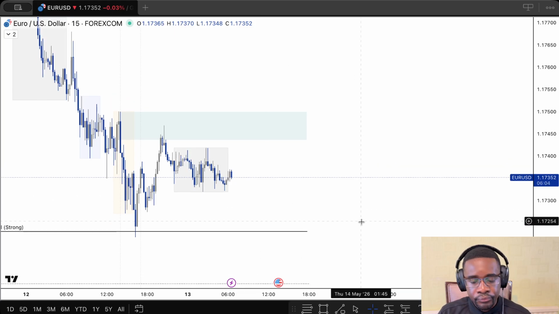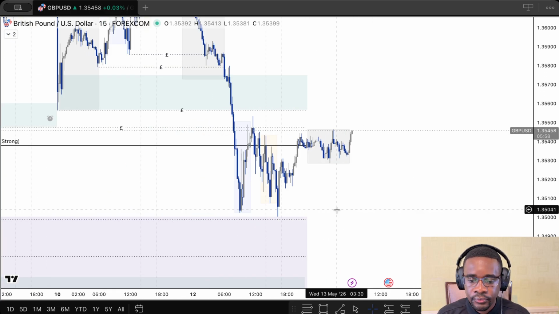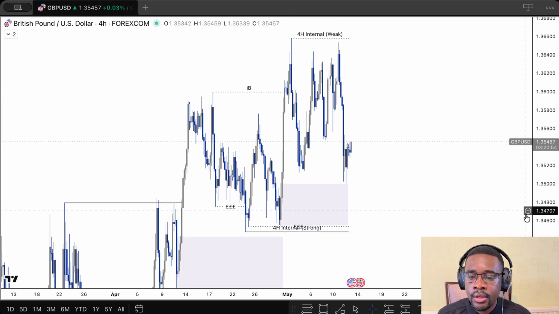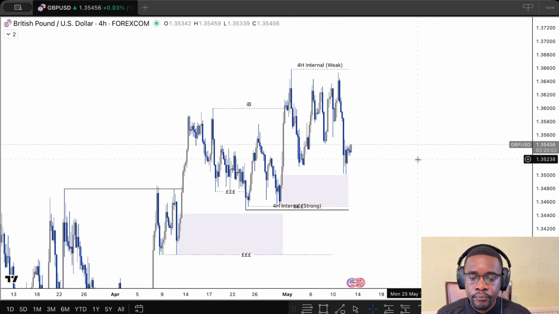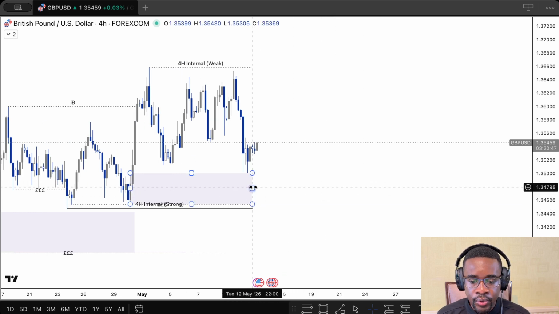Okay. So that's for the Euro USD, and then for the pound. Starting with the 4H. This is the range we're in.